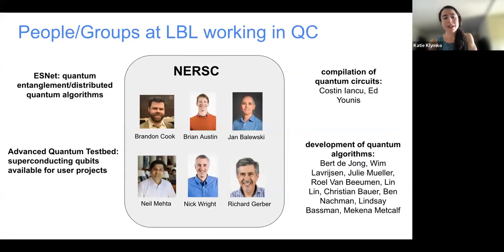And there are lots of people at Berkeley Lab working in this area. Obviously our favorites are at NERSC, but there are people working on compilation and synthesis and CRD, lots of people working on algorithm development, people working on hardware at the Advanced Quantum Testbed are readily available. We have projects with them. And ESnet is also getting into this, trying to make distributed quantum algorithms a thing in the near future. So if you're interested in this area and you want to be involved, we're very happy to talk to you more or put you in touch with these types of people.